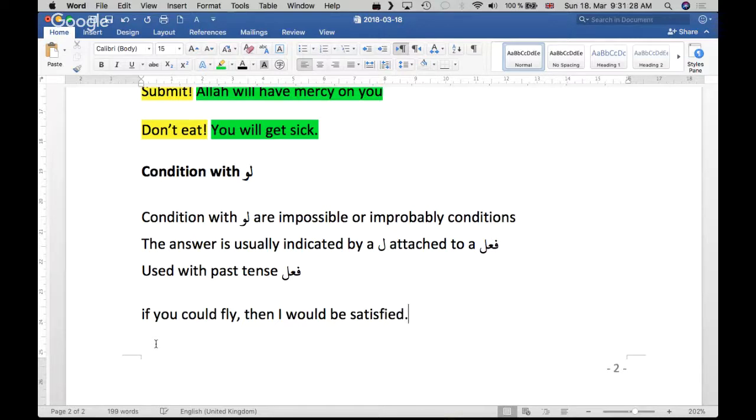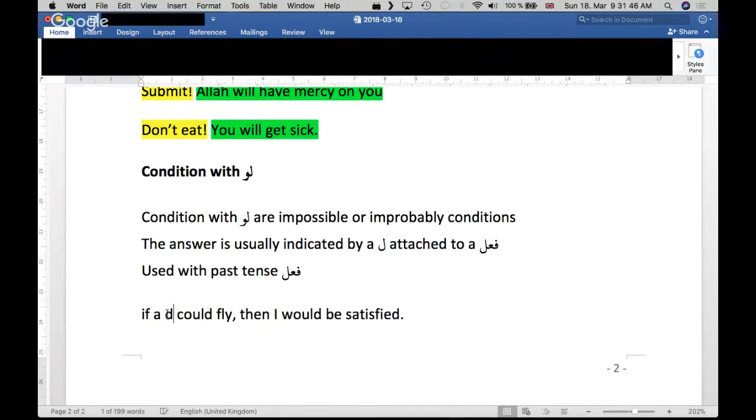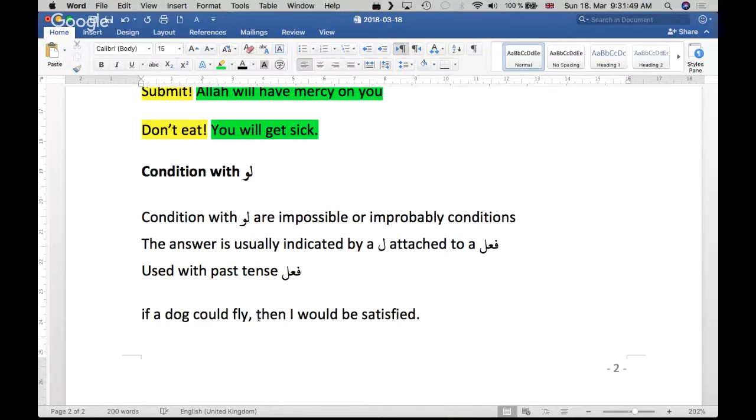Now, it's not a perfect example, but I'm just trying to give you the crux of it. This is a kind of condition which is not going to be possible at all. So if I make it more explicit: if a dog could fly, then I would be very pleased. Bear with me just to understand this.